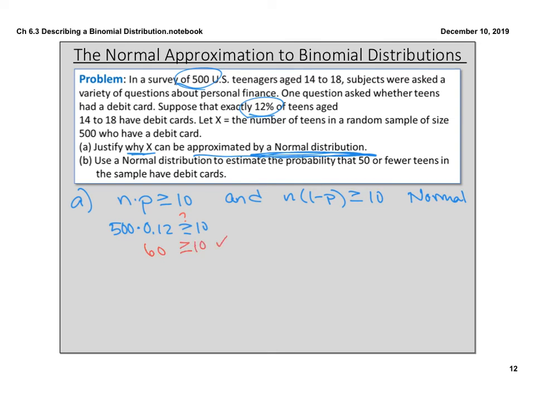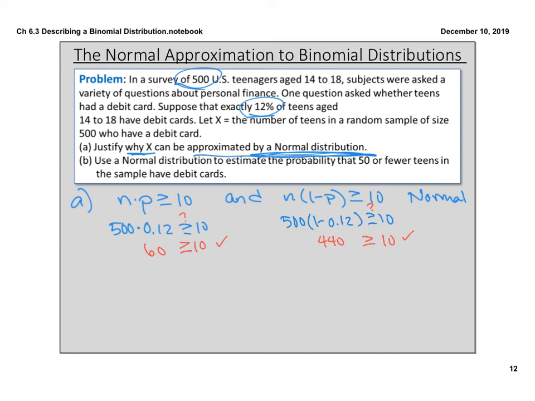So check. How about over here? Over here for the failures, do we have at least 10 failures? So we have at least 10 successes. We expect there to be 60 successes. So then for our failures, we do 500 times 1 minus 0.12, or in other words, 0.88. Is that going to be greater than or equal to 10? Well, yeah, of course it is, because 0.88 is a lot bigger than 0.12, but we'll just go ahead and calculate it anyway. That's going to be 440. So we expect to get 440 failures, or in other words, students who don't have a debit card. So that's good for us.